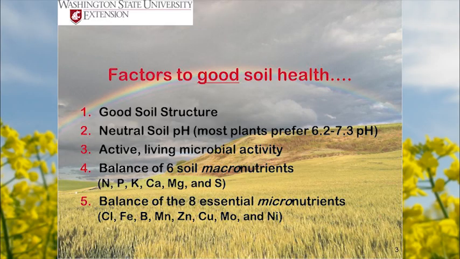But we also need a neutral pH, and a neutral pH is running somewhere in that 6.2 to 7.3 pH level. If you look at your chemical labels, most of them will say the minimum or the best pH is above 6.2, unless they're affected by the higher pH levels. So we need to get that back. We need to have a good active living microbial activity within the soil. And if we have a low pH, we probably don't have that active microbial activity going on.